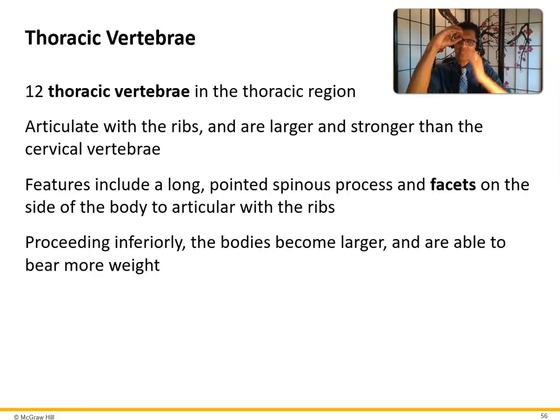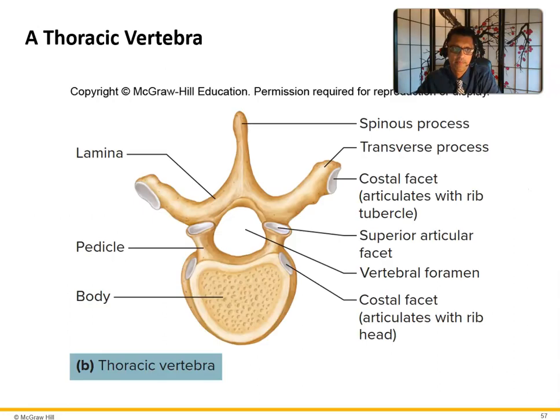So you'll have a body and the spinous process actually starts to point inferior. It reminds me of a giraffe. So you can think of the thoracic vertebrae as looking more like giraffes. Proceeding inferior, the bodies become larger and are able to bear more weight. So as you get further down, the thoracic vertebrae will get thicker, and then the lumbar vertebrae are your largest vertebrae.